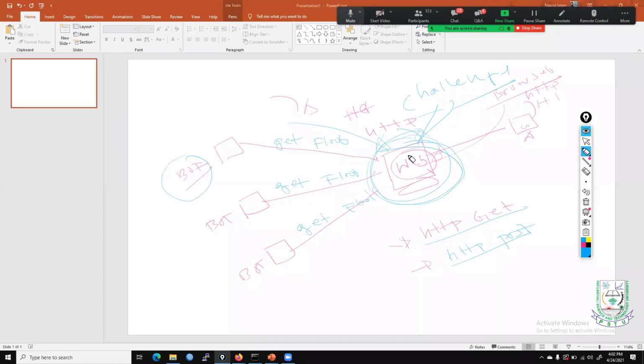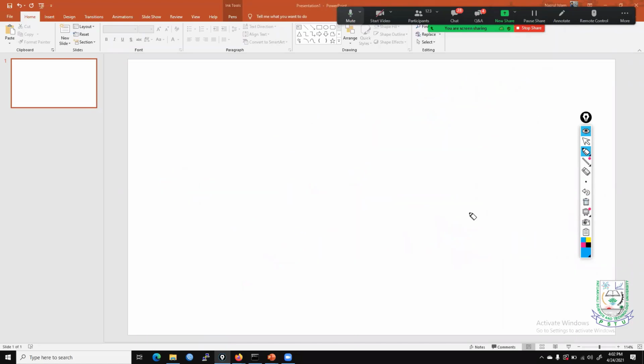Whether it is a GET attack or a POST attack. Make sense, guys? So this is the HTTP attack, how it happens nowadays, and in this way we can mitigate HTTP attacks.